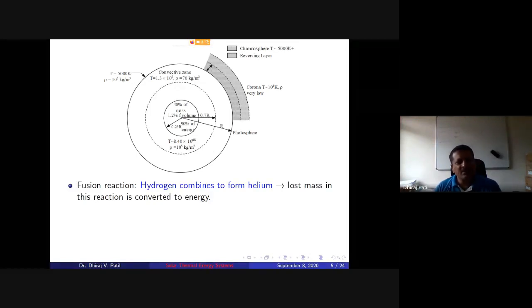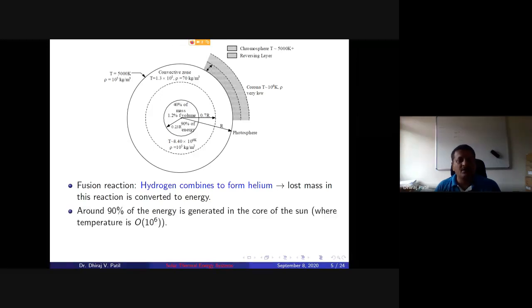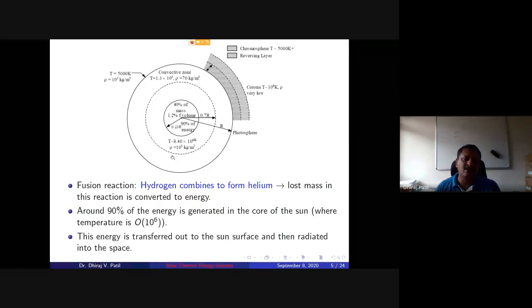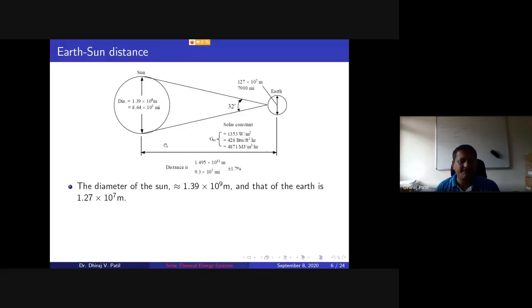So you have these fusion reactions where hydrogen combines to form helium, and there is a loss in mass, and this is converted into energy. So 90% of energy is generated in the core of the sun, as we discussed, and the temperature is of the order of 10⁶ Kelvin. Now this energy is transferred out to the sun surface and then radiated into space.